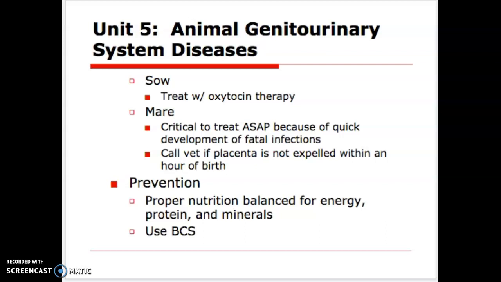Whenever you have animals that are much too thick going into the parturition process, you're at a high risk for retained fetal membranes. If you have animals that are much too low body condition score, you'll be at risk for retained fetal membranes just simply because of stress. So, preventative measures are critical here.